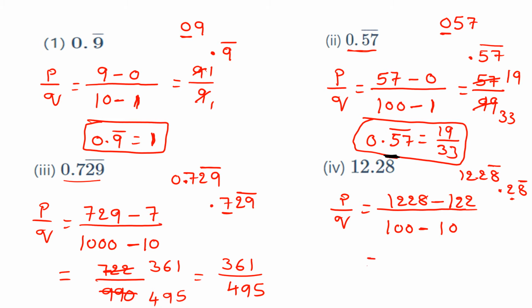Now that equals 1228 minus 122. So how much is that, right? 1106 by 90, right? If we cancel by 2, that is 2 5s are 10 and 5s are 10 and 3s are, so 553 by 45. So that is 553 by 45. Like that we should write in the P by Q form very easily within seconds. Okay, children, this is a very useful method for you for competitive exams.